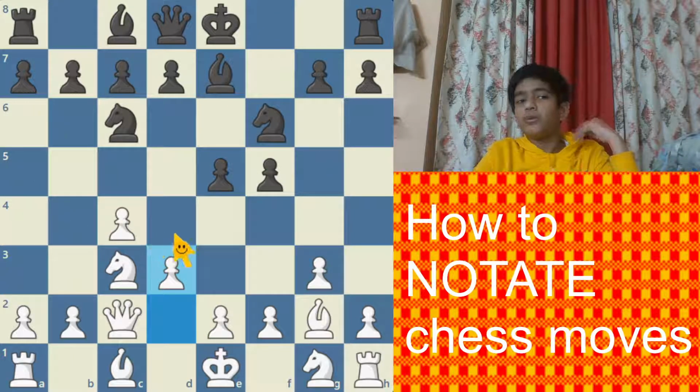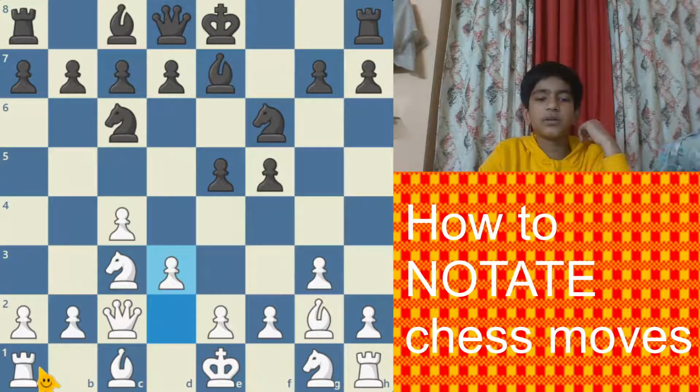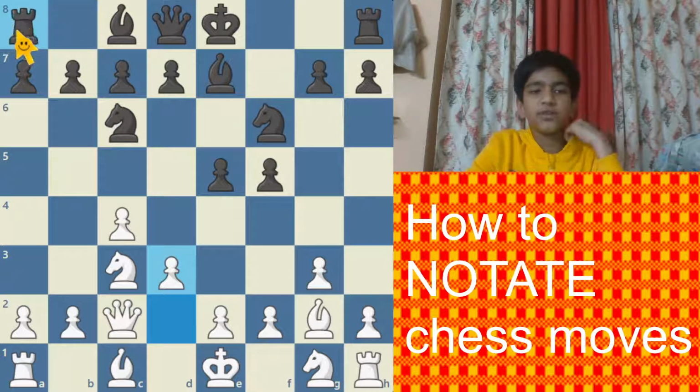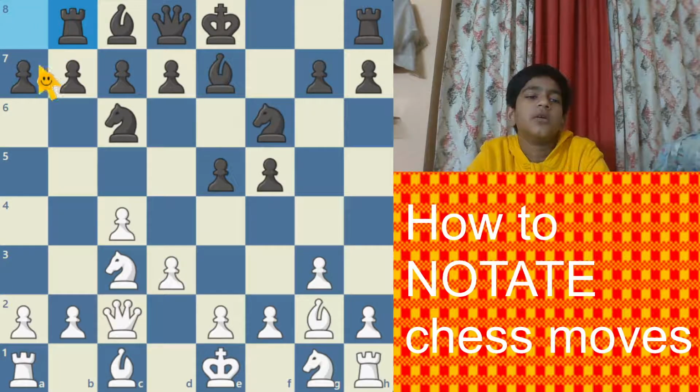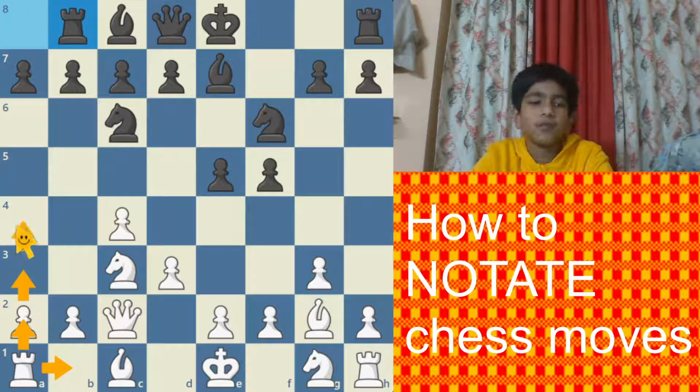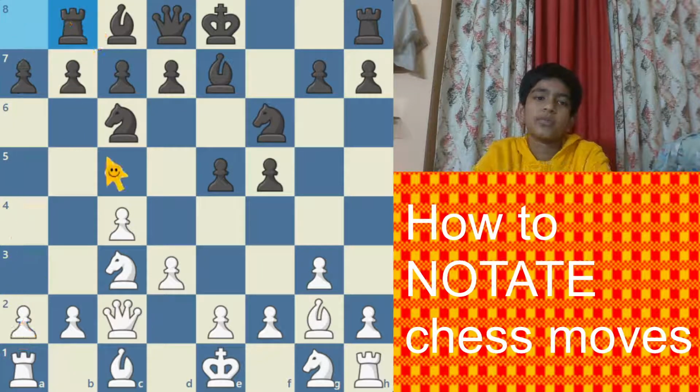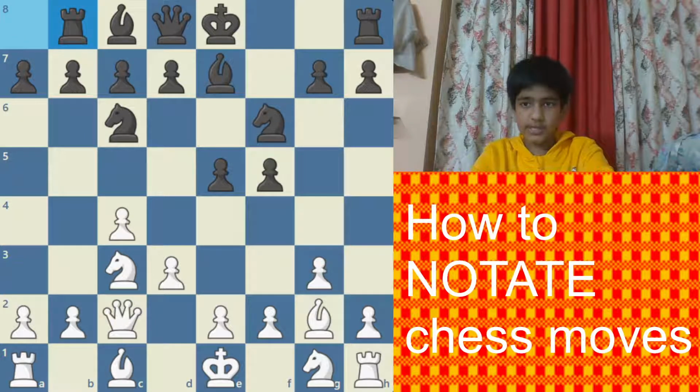And now, for the piece move, I'll just tell you how the rook works. For the rook, you say a capital R and then the square which the rook lands on. So suppose this rook went here, you would write a capital R and then B and 1, 2, 3, 4, all the way down to 8. So it's B8, rook to B8.